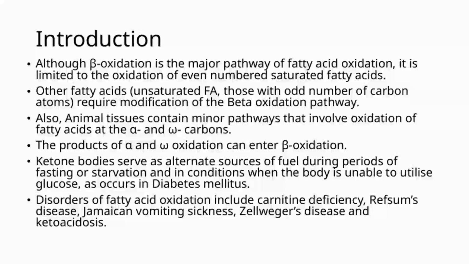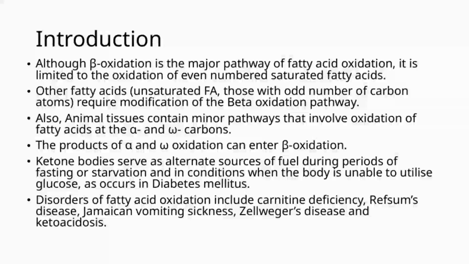Although beta-oxidation is the main pathway for breaking down fatty acids, it's important to remember that it primarily targets even-numbered saturated fatty acids. When we deal with other types of fatty acids, such as unsaturated ones or those with an odd number of carbons, the process needs some modifications. These modifications ensure that these less common fatty acids can still be efficiently broken down and utilized for energy.